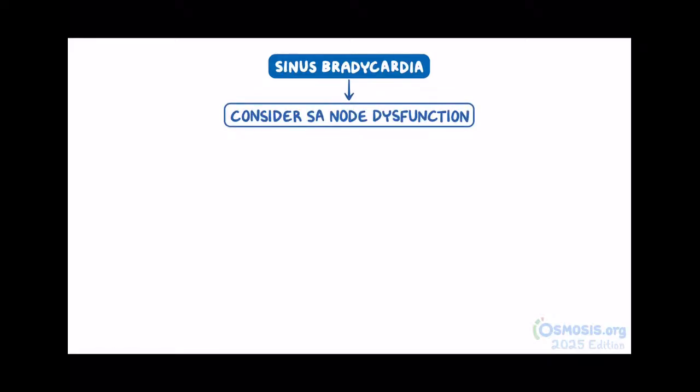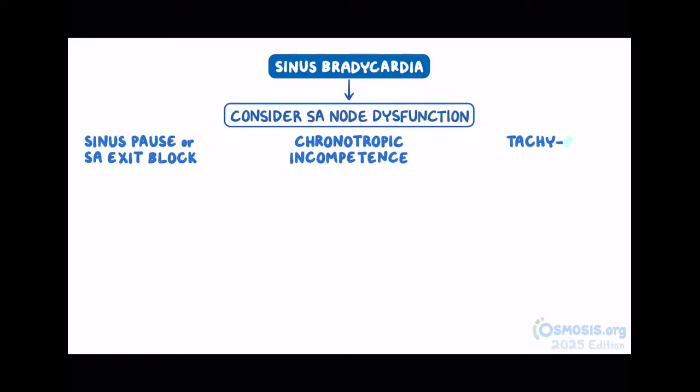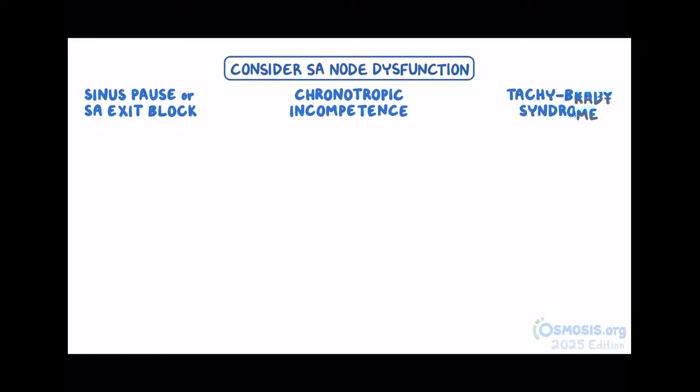Now that you know that the slow heart rate is originating from the sinus node, first you should consider SA node dysfunction. Common causes of SA node dysfunction include sinus pause or sinoatrial exit block, chronotropic incompetence, or tachybrady syndrome.